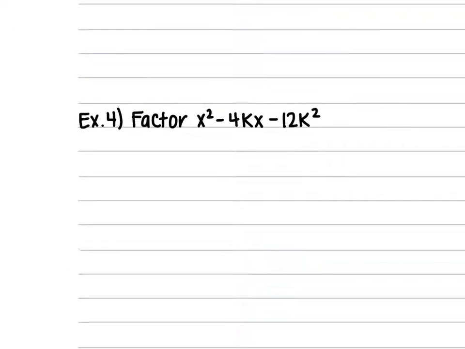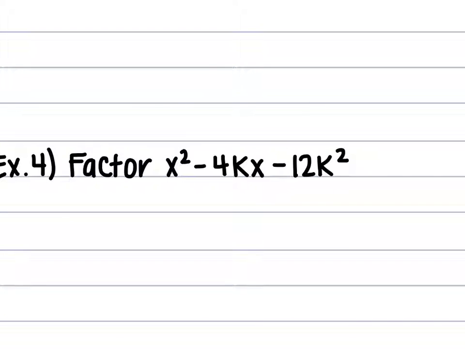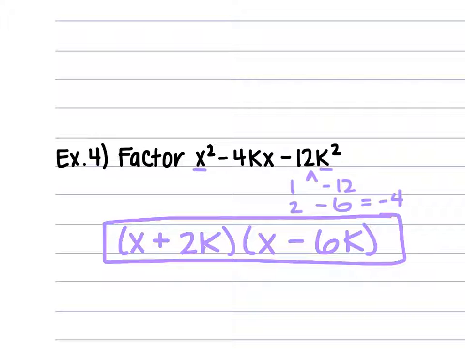For example 4, we have x squared minus 4kx minus 12k squared. And we're going to find the factors of the negative 12 to give us a negative 4. So we have 1 and negative 12, 2 and negative 6. That gives us a negative 4. Because this has a k squared and this has an x squared, we're going to separate that k squared and that x squared to be x and k. So it's going to be x plus 2k times x minus 6k. Remember, you can always FOIL these out to see if you are getting the same thing that you started with in order to see if your answers are correct.